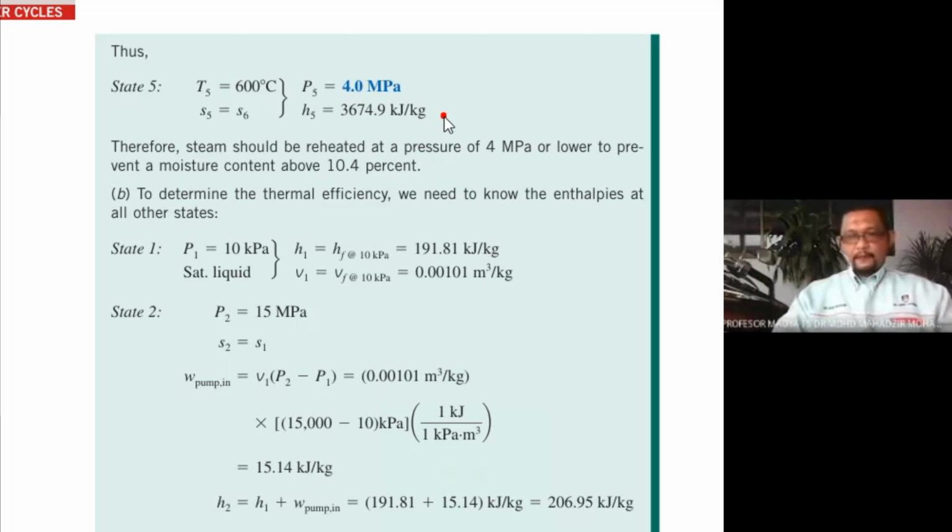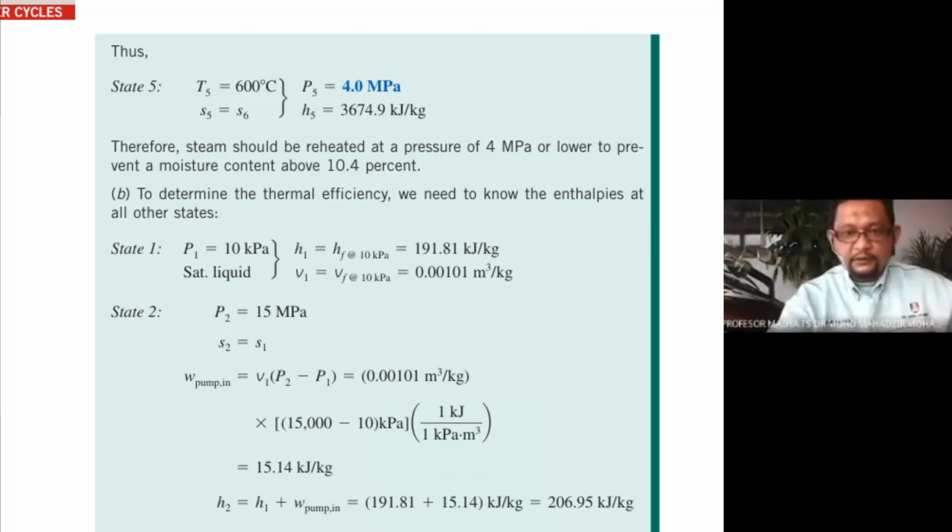So therefore, from here, steam should not be reheated at a pressure of 4 megapascal or lower, to prevent a moisture content above 10.4%. Okay, that is the answer. The answer P5 is 4.0 megapascal.